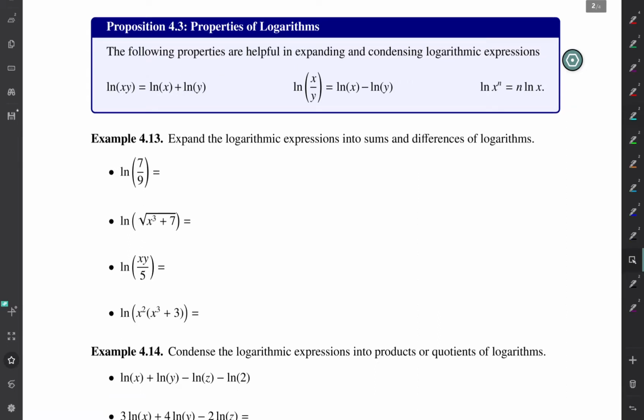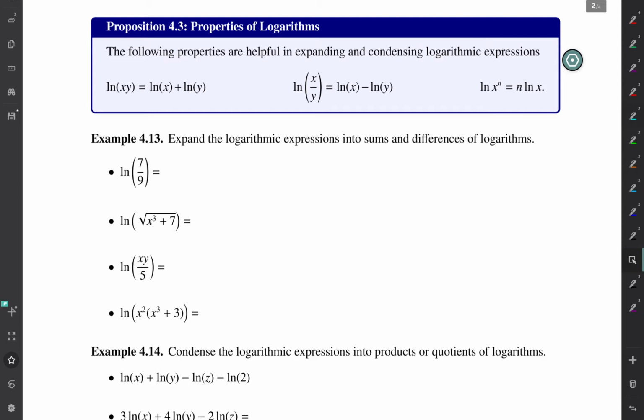Okay, in example 4.13, we're going to expand some logarithmic expressions into sums and differences. I'm using the properties of logarithms given in proposition 4.3. And you might be wondering why you would even want to do this, and the answer is really simple.